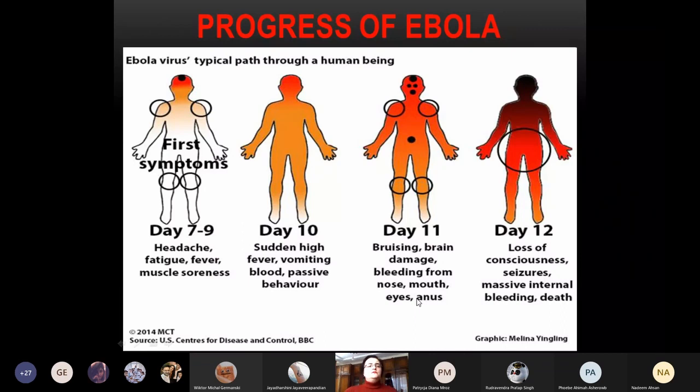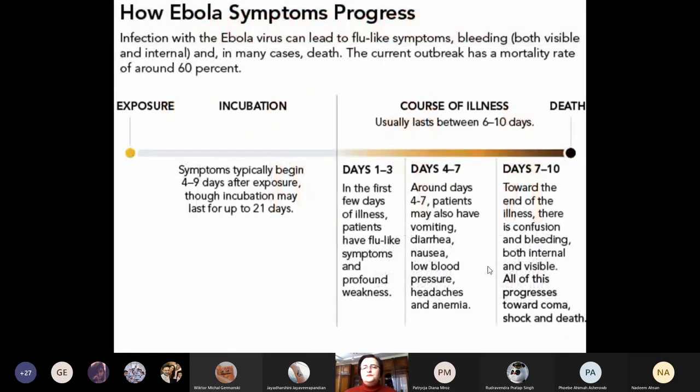Laboratory findings include low white blood cells and platelet counts and elevated liver enzymes. And till the second week, loss of consciousness, seizures, massive internal bleeding, and death can occur. About 2 weeks.